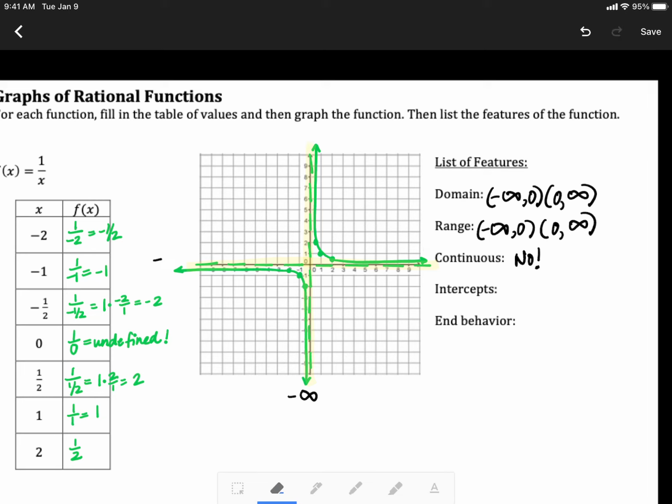And does it have any intercepts? Well, we've already established that both the x and y axis are asymptotes, so it'll never touch the x-axis, never touch the y-axis, so no. And I'm going to actually clarify that down here by saying x equals 0, y equals 0 are both asymptotes.